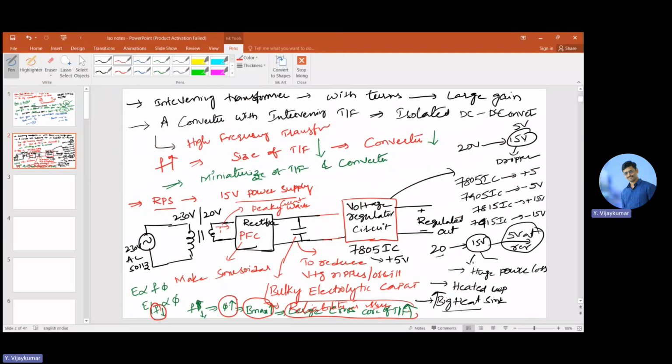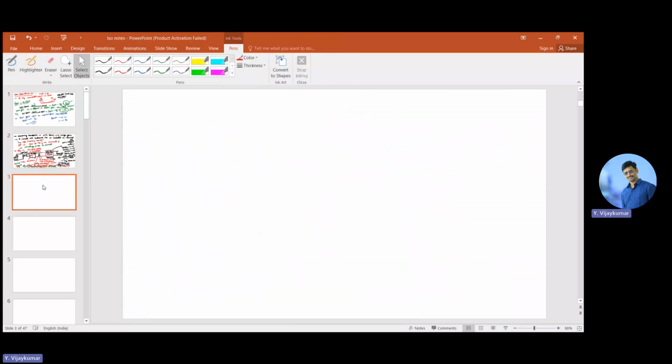Also, because of this regulator IC, it is dropping more voltage, so there will be a huge power loss, and we need a big heat sink to dissipate that heat. Because of that also, the size of the converter will be more. The drawbacks with the frequency and the size of the heat sink can be overcome with another approach called SMPS, the switched mode power supply.